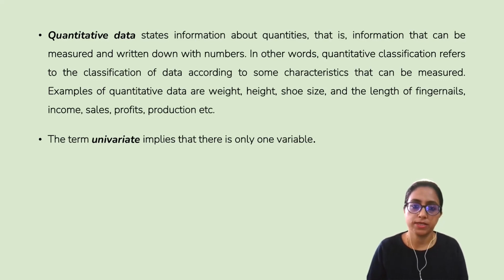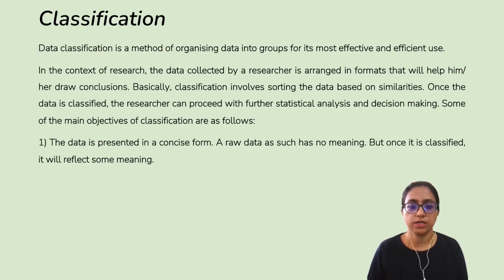So these are the two basic types of data, and then we move on to univariate data. Univariate data is the data which involves only one variable, only a single variable. So that is univariate data. Now we come to classification.